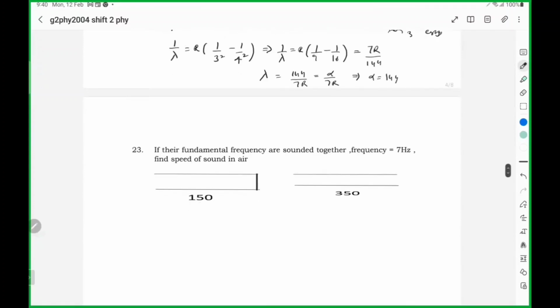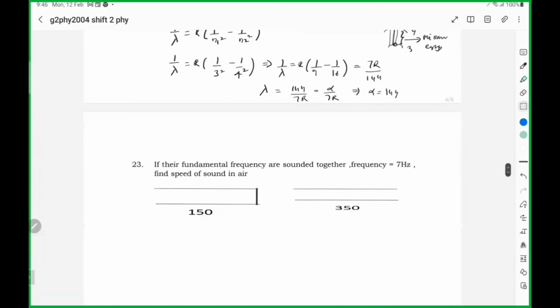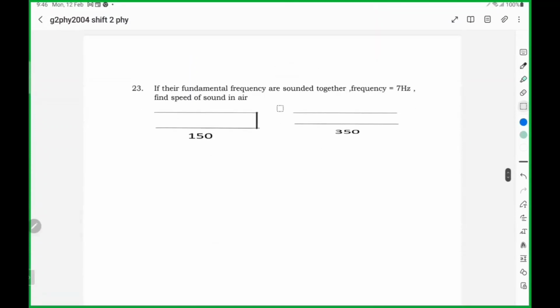Here, in this problem, we are given the beat frequency, 7 Hz. How do you find the beat frequency? That is N2 minus N1, which is 7 Hz. This one is a closed argon pipe. This is an open argon pipe.